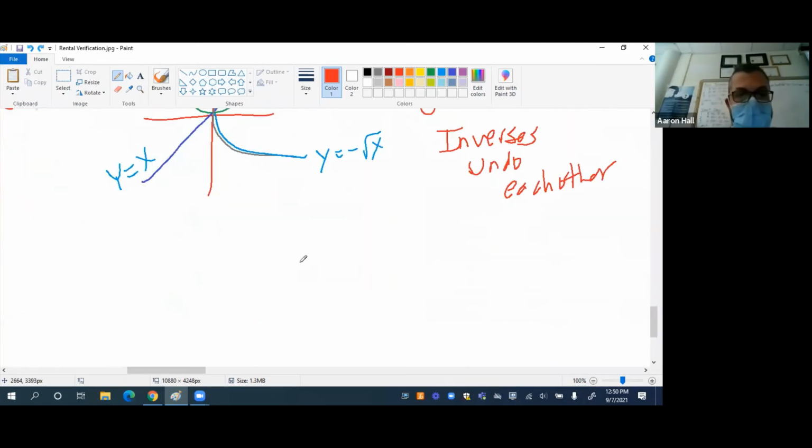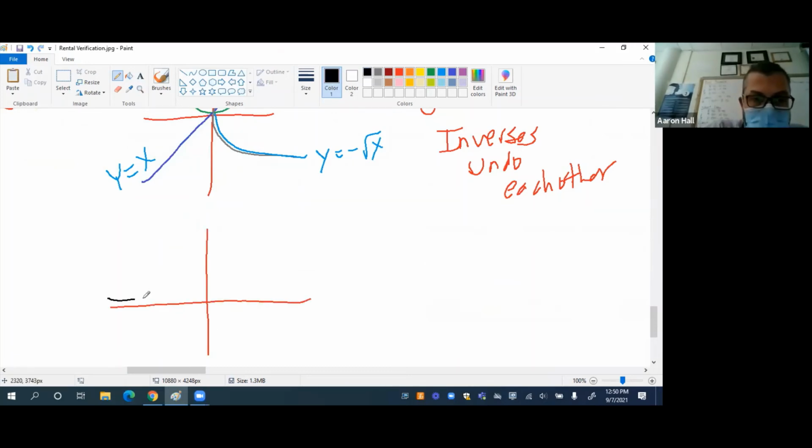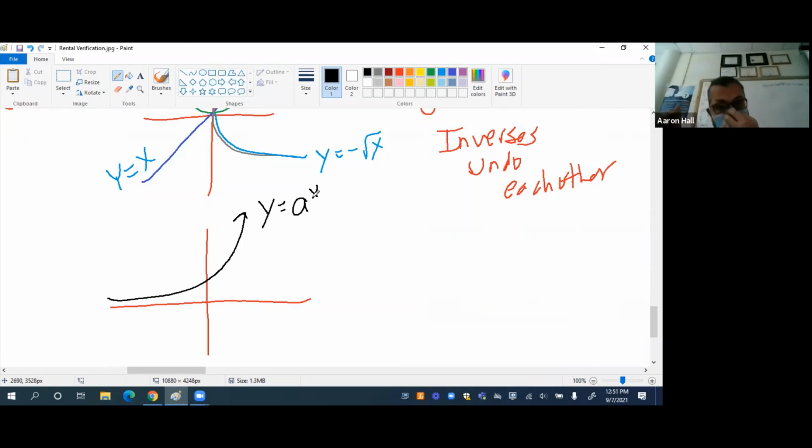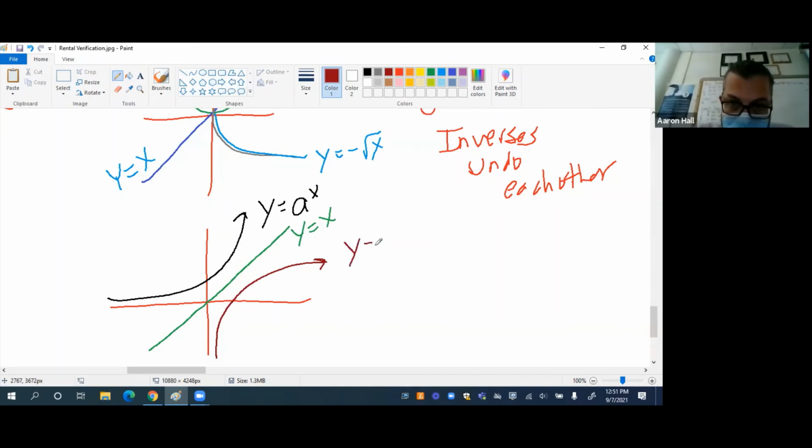Okay, so here is my exponential function. This is my y equals some base a to the x. I don't know what base that is. Now there has to be something that's reflected across this y equals x, and for lack of a better word, let's call this a log base a. We'll use this log base a of x.